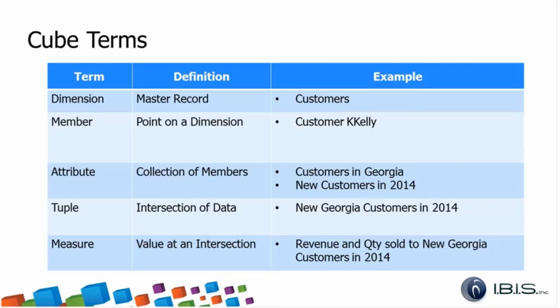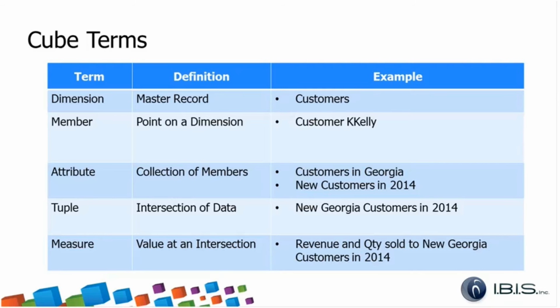As I mentioned, some of the terms I'll be using today, just general cube terms, are things like dimension, member, attribute, tuple, and measure. So a dimension is going to be your master record, or think of it as your description for the report you're trying to run. Things like a customer will be a dimension, or a vendor, a date possibly. These are going to be your almost adjectives on your report that describe the data you're getting out of it and how you slice and dice the report data you're getting back out.